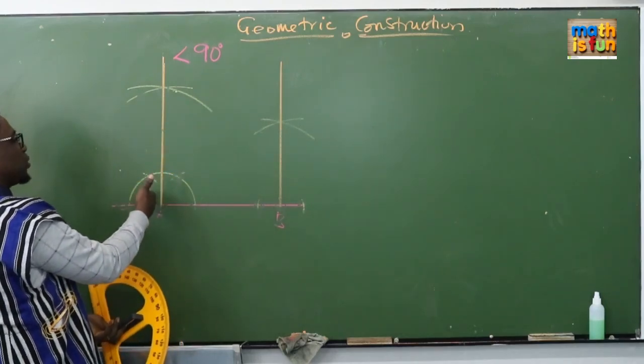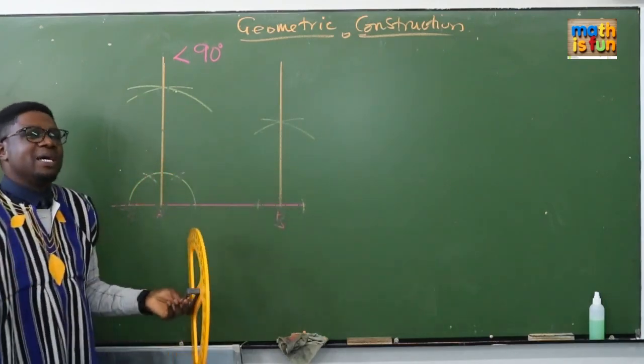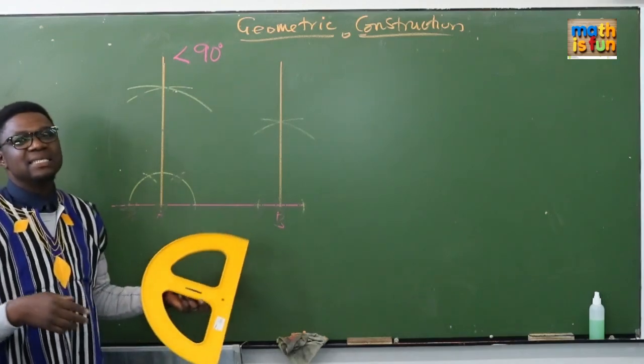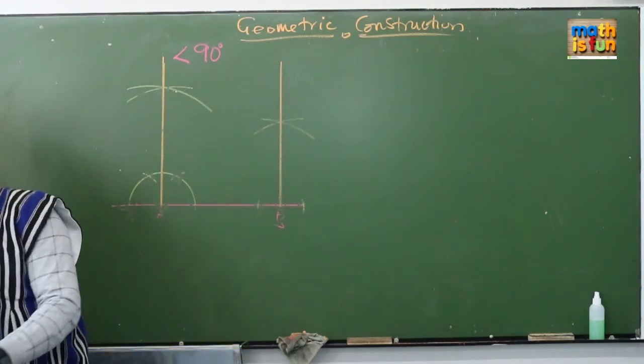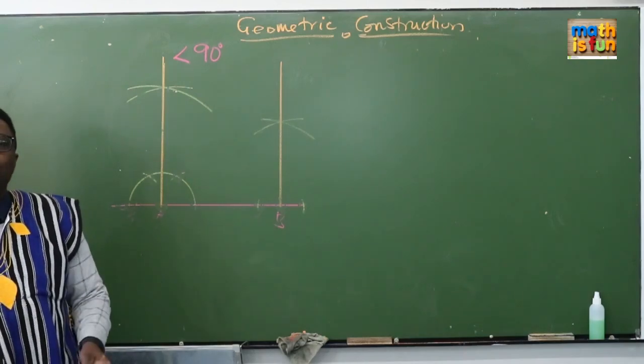So whether you use this one or you use that method, you are still going to get 90 degrees. With 90 degrees also, we also use perpendicular bisection.